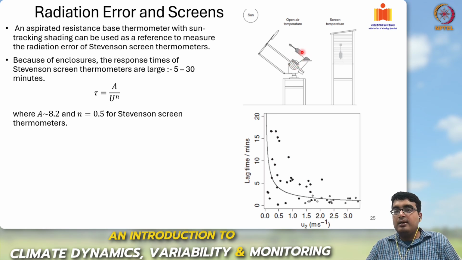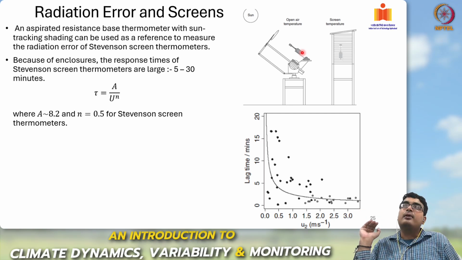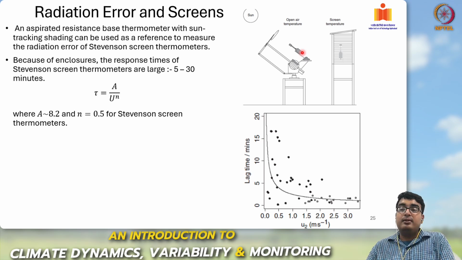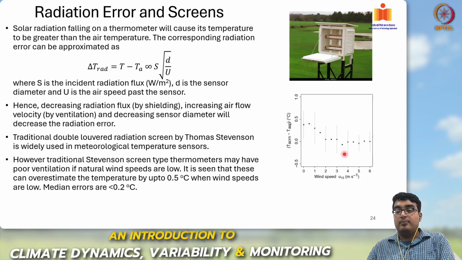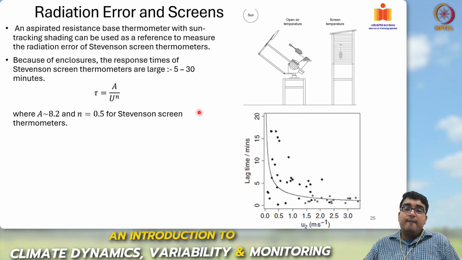Here is the thermometer, and the thermometer has an internal fan or a motor kind of a thing that is artificially blowing air over its sensors. As a result, it's artificially aspirated, so you have high air speeds, and that reduces the error. So this can be used as a reference to measure the radiation error of Stevenson screen thermometers. And this has been done in the previous plot.